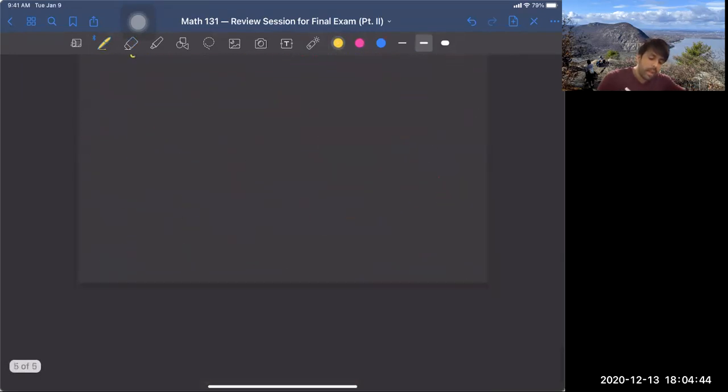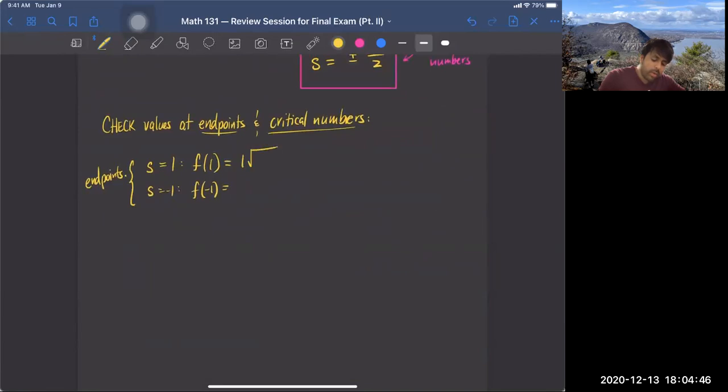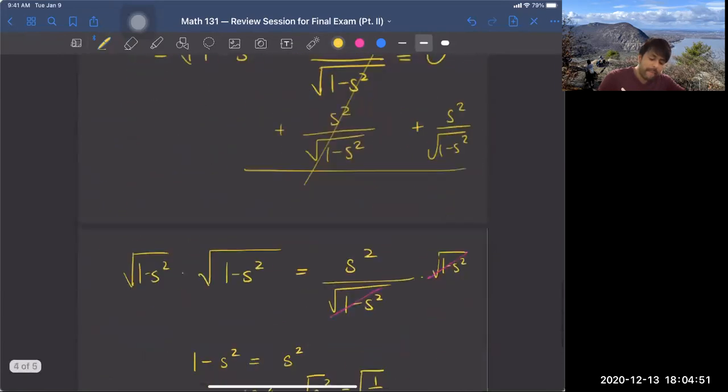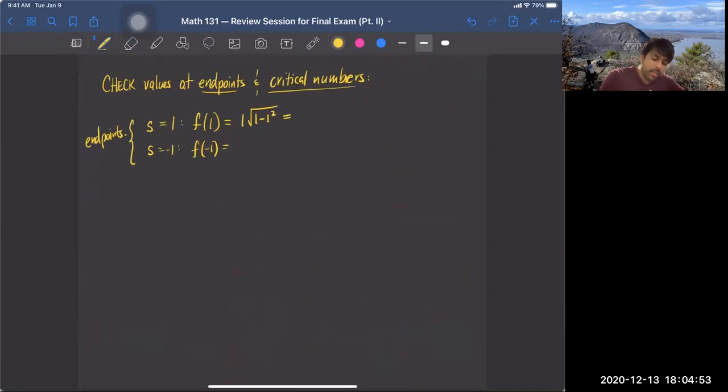So when I plug in 1, I get 1 square root of 1 minus 1 squared, right? And this becomes 1 times the square root of 1 minus 1, which is 1 times the square root of 0, which is just 0. And if I do the same thing here, what happens? I get 1 minus -1 squared, which is the same thing as above, 1 minus 1, which is 1 times the square root of 0, which is 0. So I got 0.